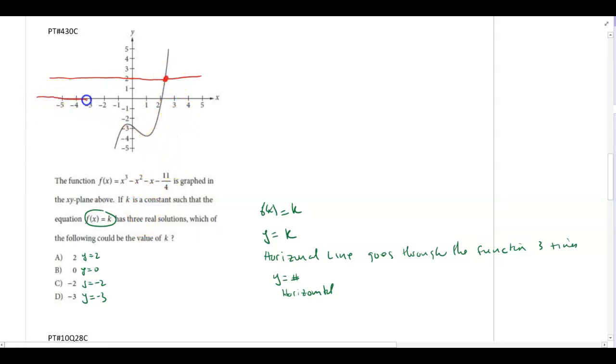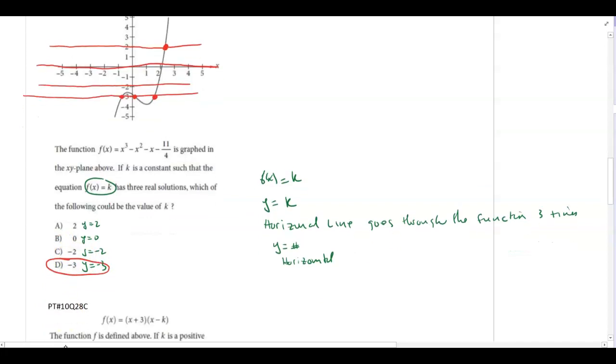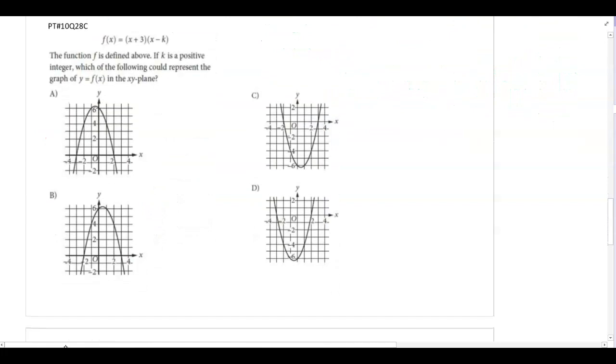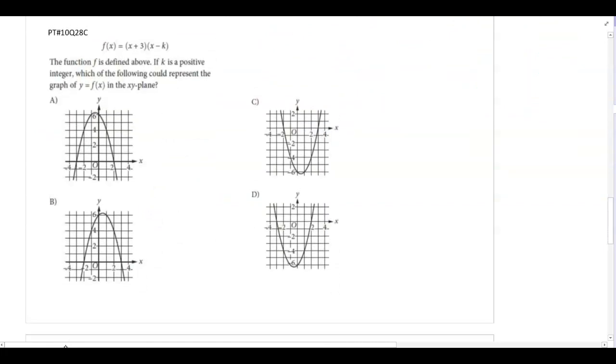If I do y equals 0, that only crosses the graph one time. When I do y equals negative 2, that only crosses the graph one time. But when I do y equals negative 3, there's one intersection, 2 intersections, 3 intersections. So y equals negative 3, or letter D, would be your answer. Again, that's an easy problem, but if you don't understand what they're asking, it makes it difficult.